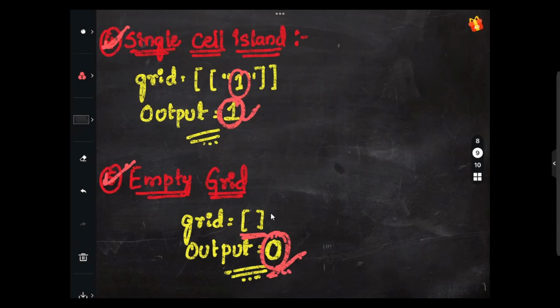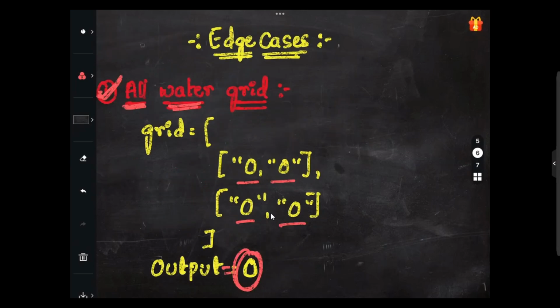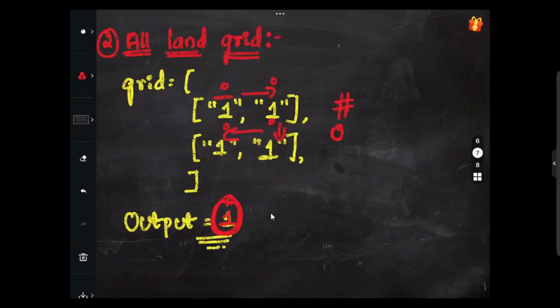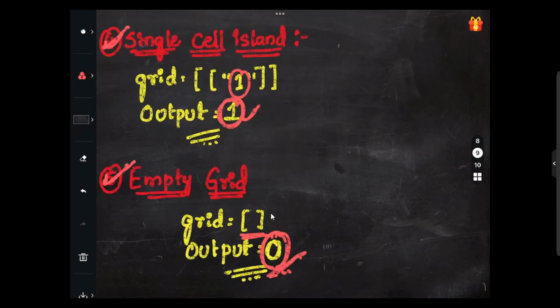So these are the 5 edge cases that we need to keep in mind, right? The first edge case is for the all water grid, the second edge case is for all land grid, the third edge case is for diagonal land, the fourth edge case is for single cell island, and the fifth edge case is for empty grid.